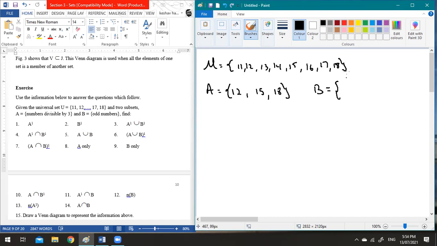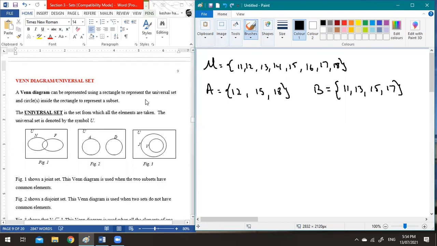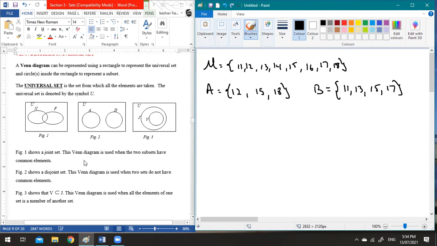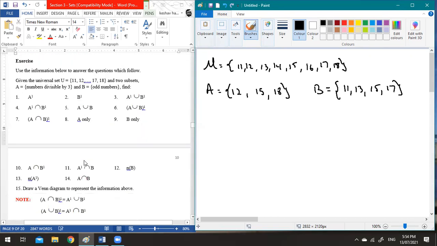And odd numbers are the numbers that cannot be divided by 2. So 11, 13, 15, 17. Now we can see off the back foot that we have one common element, and the common element in this case is 15, right? So from the previous diagrams, we would use the one that has the intersection because we have a common element, which is figure 1. So if they ask us to draw this as is, it will be figure 1.